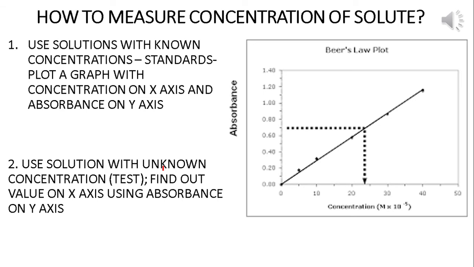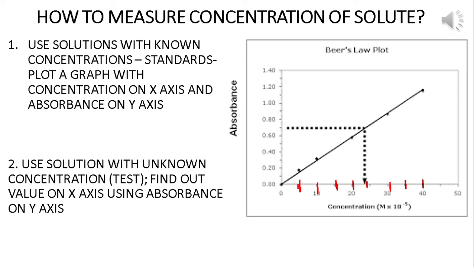How do we measure the concentration of solute in photometry or in colorimetry? It's simple. We prepare a series of solutions with known concentration of the solute. We say standard 1 containing 1 milligram per ml, standard 2 2 milligram per ml, standard 3 3 milligram per ml, standard 4 4 milligram per ml, standard 5 5 milligram per ml, like that. And we place that solution in the machine and we measure the corresponding absorbance.